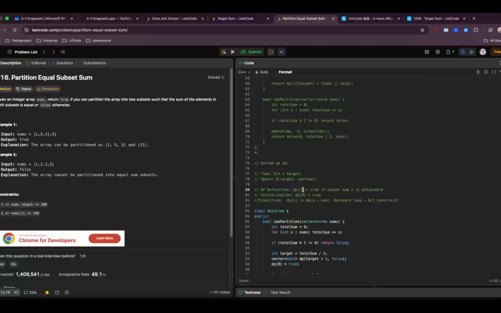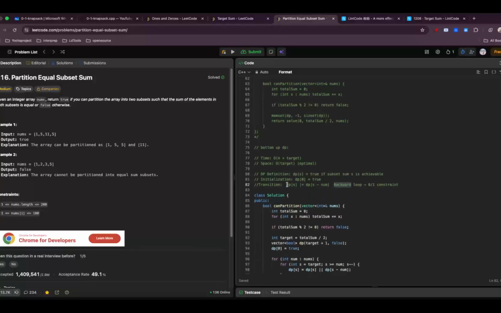Now, rather than having the index, where we had two variables changing, we will take care of that in a separate manner in this bottom-up DP. We will now consider this sum: is that subset sum achievable or not? That we will be storing at dp of s. Anyhow that sum will be changing as per the ongoing index. Then dp of 0 equals true, that is, sum equal to 0 is achievable. That is the initialization part.